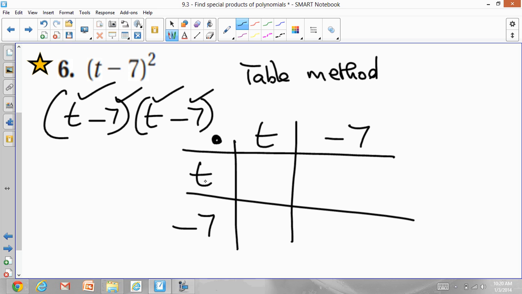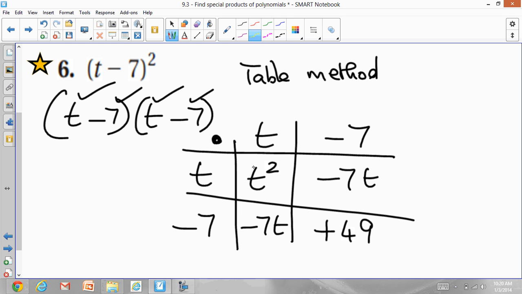So I'm going to multiply t times t to give you t squared. Minus 7 and t multiplies to give you negative 7t. Negative 7 multiplies t to give you negative 7t. Negative 7 multiplies negative 7 to give you positive 49. So once you get this step, this is your answer. You have to see if there is anything that you can combine.